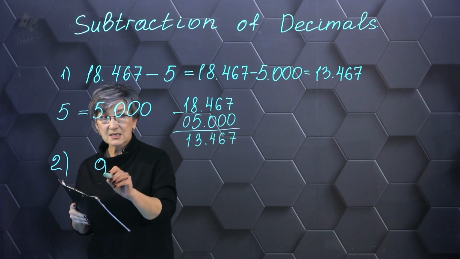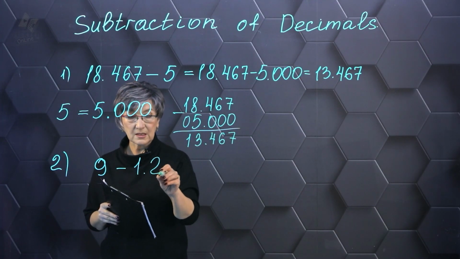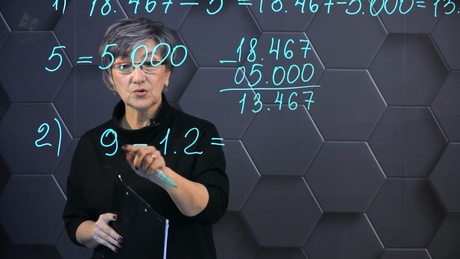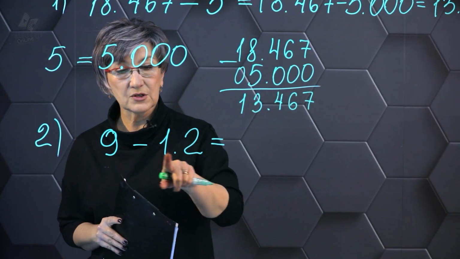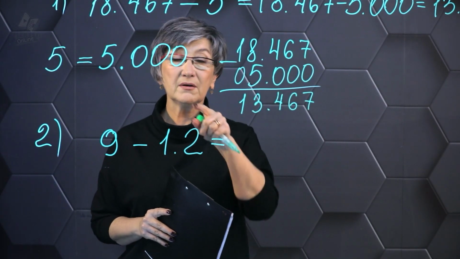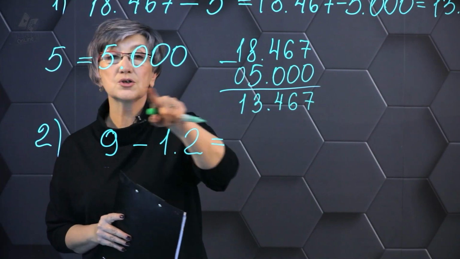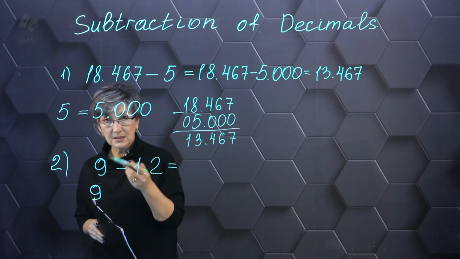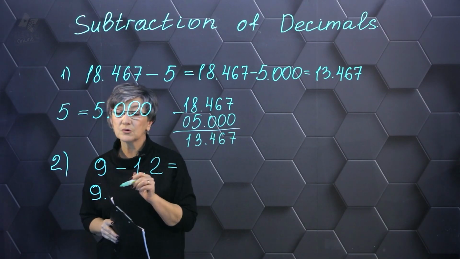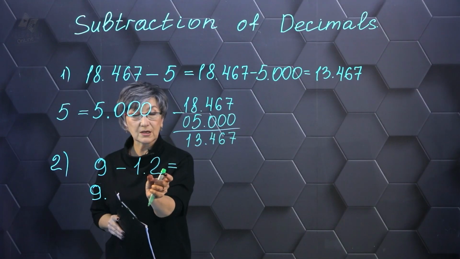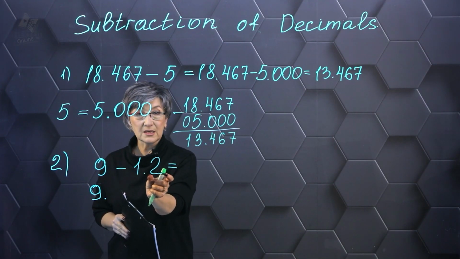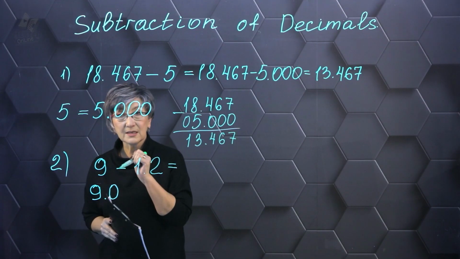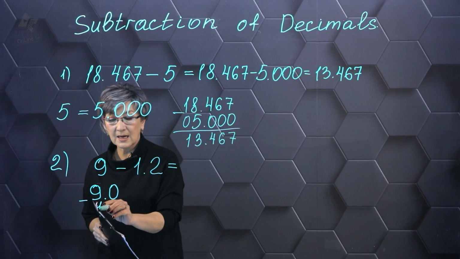Next, I need to subtract 1.2 from 9. What are we going to do in this case? Once again, I am required to subtract a decimal from a whole number. As we mentioned previously, converting the whole number into a decimal fraction is necessary. Let's take the number 9 and write it accordingly. After 9, we'll put a point. Then let's notice how many digits we have in the second number. It's 1 digit after the point. That's why I write 9.0 minus 1.2.